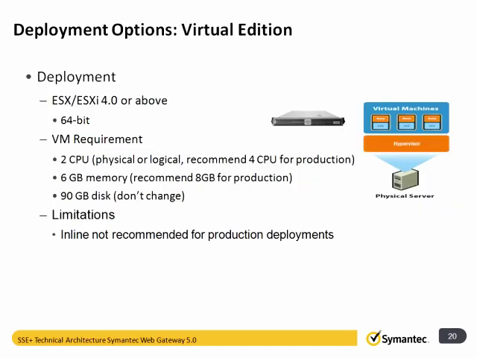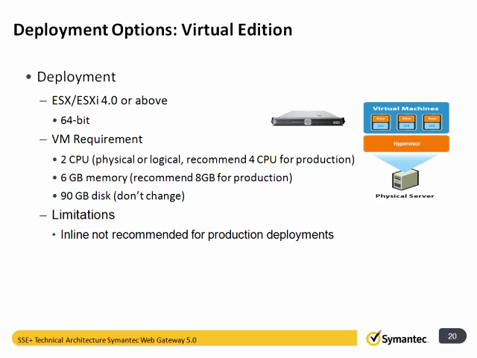The Web Gateway version 5 offers a new virtual edition, where we now have the option to deploy the Web Gateway virtually. The Web Gateway virtual machine will need to be hosted on a server running ESX or ESXi 4.0 or above. This requires 64-bit supporting hardware. The virtual machine itself will require 2 physical or logical CPUs, although we recommend 4.